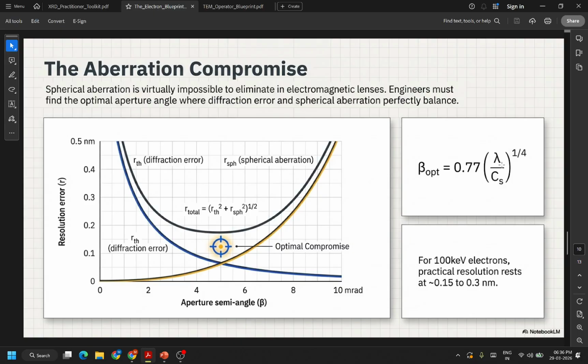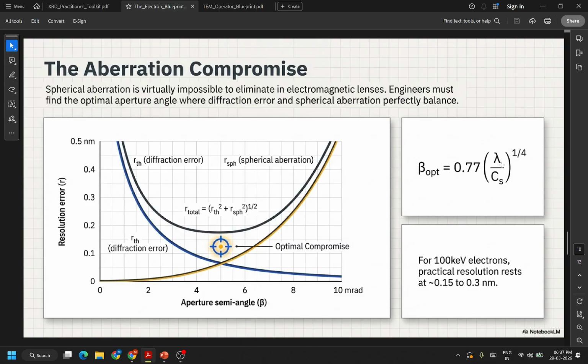And then you have aberrations. Spherical aberration is virtually impossible to eliminate in electromagnetic lenses. So we must find the optimal aperture angle where diffraction error and spherical aberration perfectly balance. On one side you have diffraction error, and on the other side you have spherical aberration. In the middle you add them up and take the lowest error point, which comes out to be R total equals R_th squared plus R spherical squared, to the power of half.